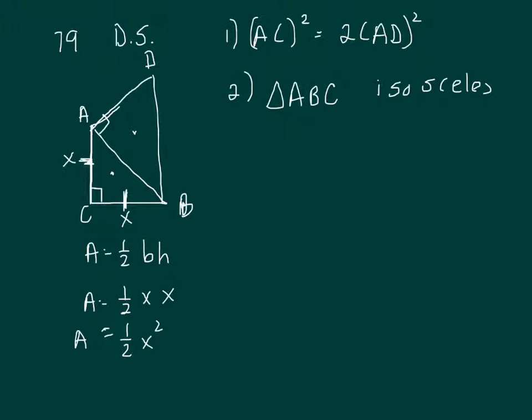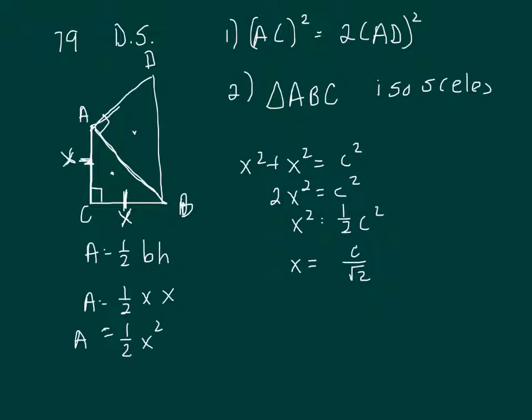We don't know anything about any of its three sides, but since this is X and this is X, I can use the Pythagorean theorem to find this hypotenuse. So X squared plus X squared equals C squared. So 2X squared equals C squared. X squared equals 1/2 C squared. Take the square root of both sides. That gives you X equals C over square root 2. Is that right? So solving for C, because we want to solve for this, square root 2 times X equals C. This part here is square root 2 times X.